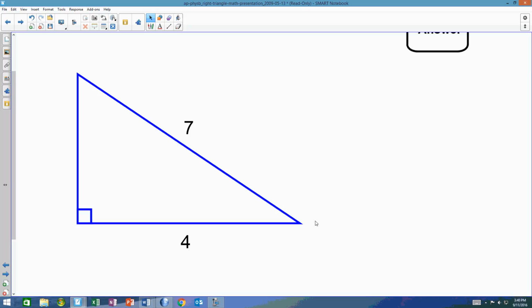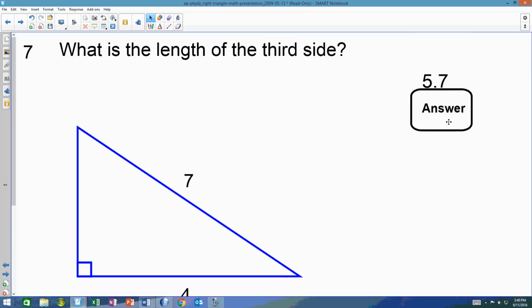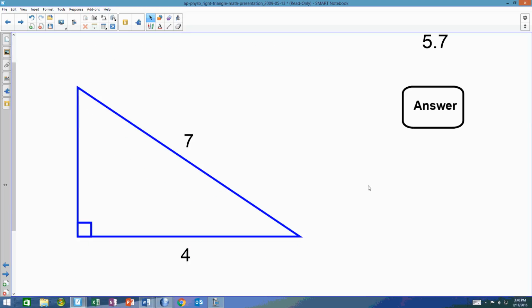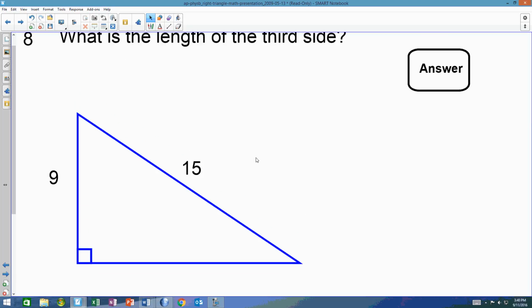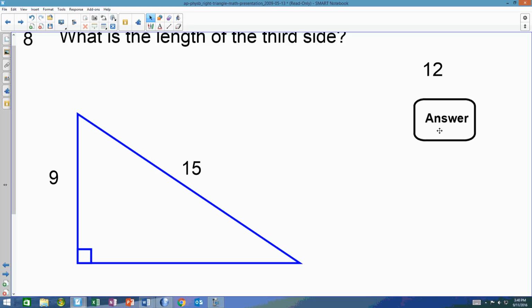Solve for the third side. Okay, let's take a look at the answer. It's 5.7. What is the length of the third side? If you need more time, go ahead and pause the video. The answer is 12.